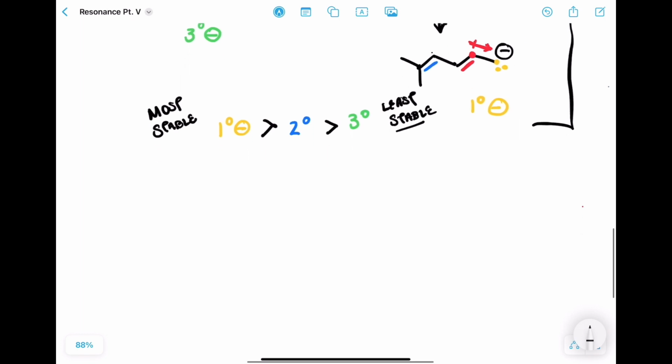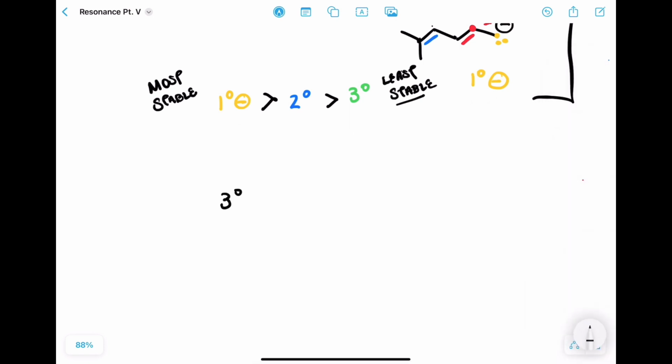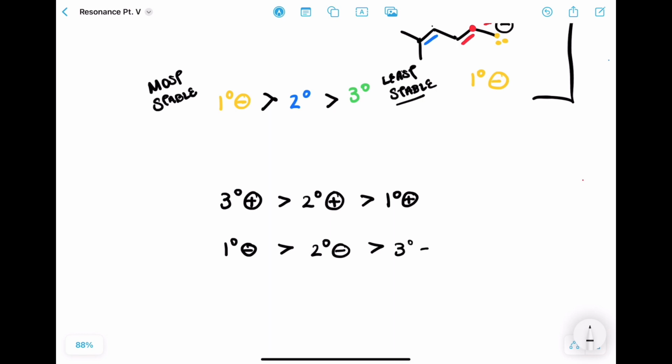All right, so let's actually stack these two above each other. And so in carbocations, you have a tertiary carbocation is greater than a secondary, which is greater than a primary. For carbanions, again, the opposite is true. So you have a primary negative charge is more stable than a secondary negative charge, which is more stable than a tertiary negative charge. So this is for carbocations, and this is for carbanions.